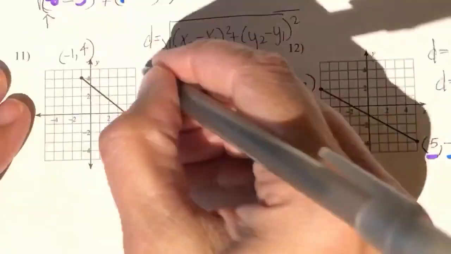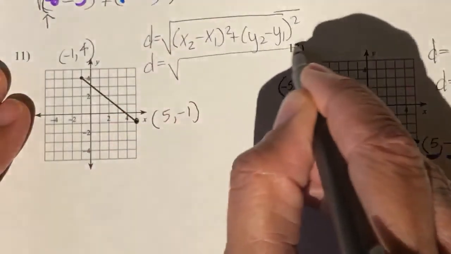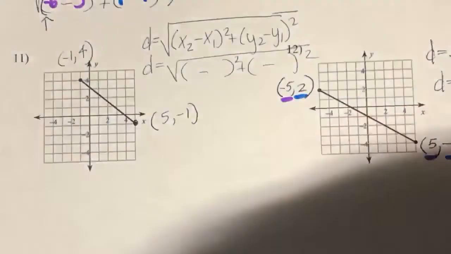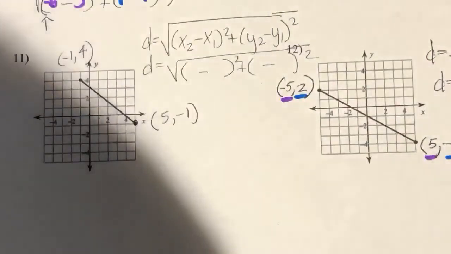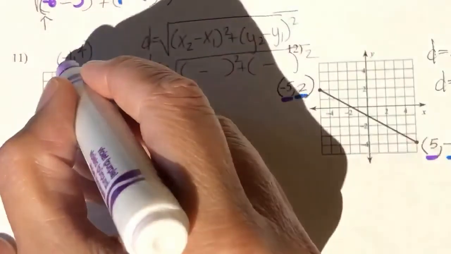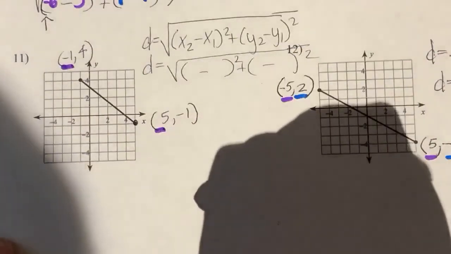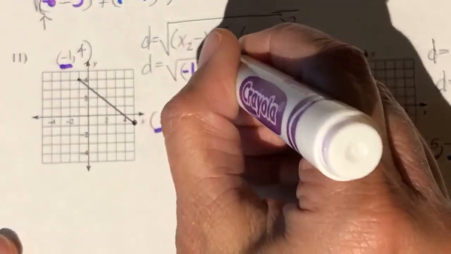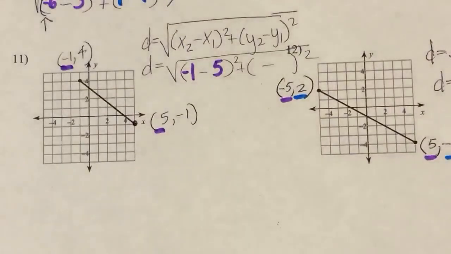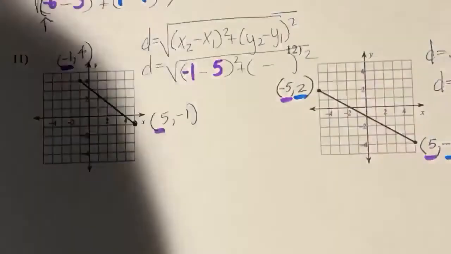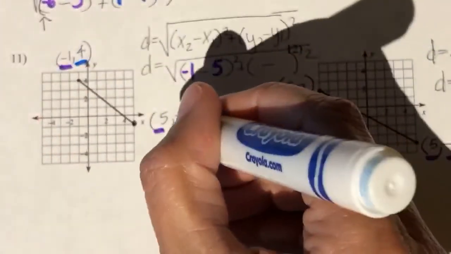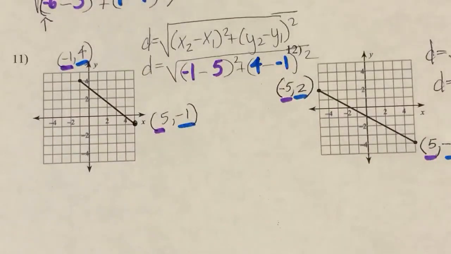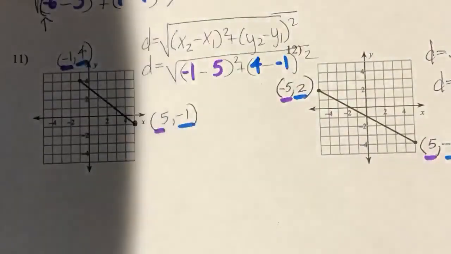So I'm going to rewrite my formula without anything plugged in. Excuse me. And then I'm going to go back and check. So let's look at our x values. -1 and 5 are our two x's. Okay, -1 and 5. So I'm going to plug in -1 and 5. My two y values are 4 and -1. So I've got 4 and -1. So I've got my two points, and I've got them plugged into my distance formula.